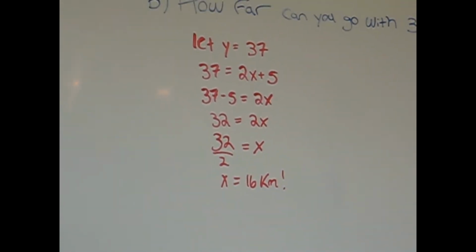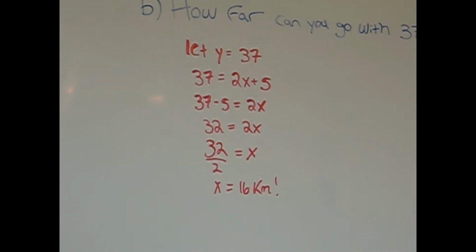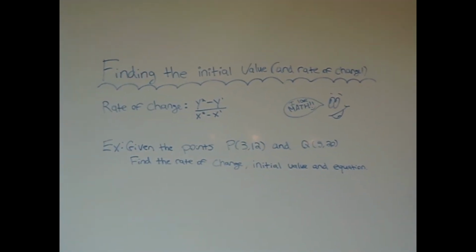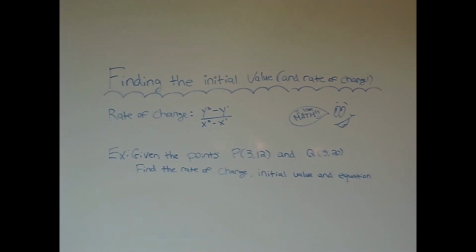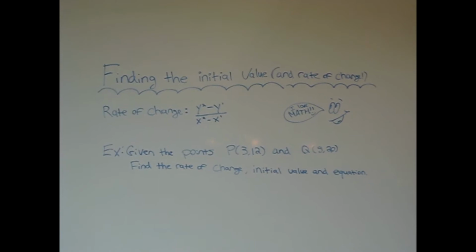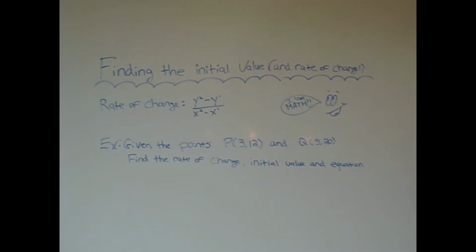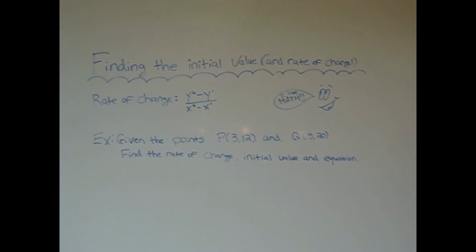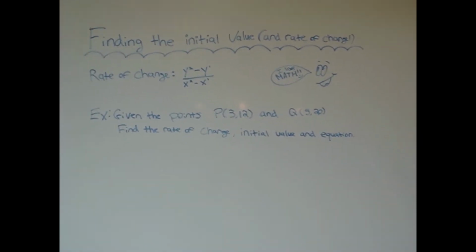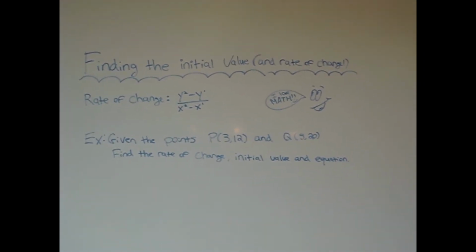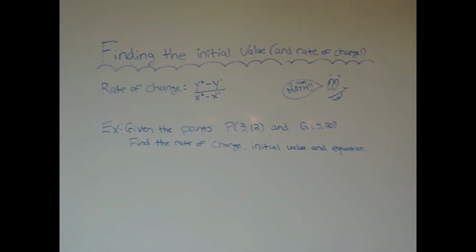Now Sahil is going to tell you how to find the initial value. Finding the initial value and rate of change. In order to find the initial value, we first need to find the rate of change. The formula for this is a equals y2 minus y1 over x2 minus x1. Given the points P(3, 12) and Q(5, 20), find the rate of change, initial value, and equation.